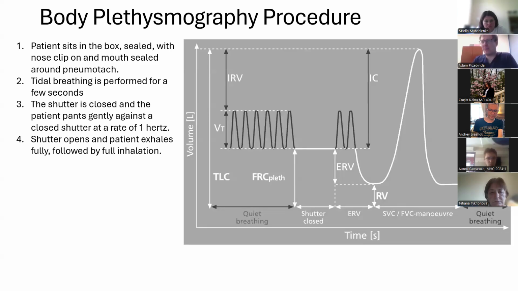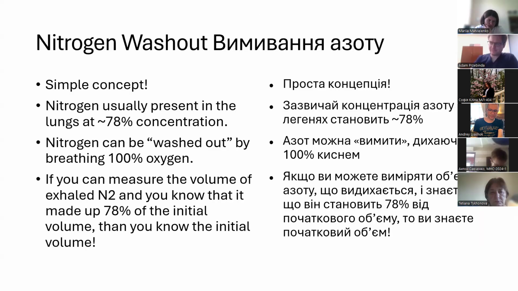And this is the most common way that we measure lung volume. The second most common way is probably nitrogen washout. When nitrogen sensors became kind of ubiquitous, this became an easy way to measure lung volume. And very simply, nitrogen in the atmosphere is around 78%, and so nitrogen in the lungs is around 78%. And nitrogen can be washed out of the lungs by breathing 100% oxygen. Let me explain that a little bit more.